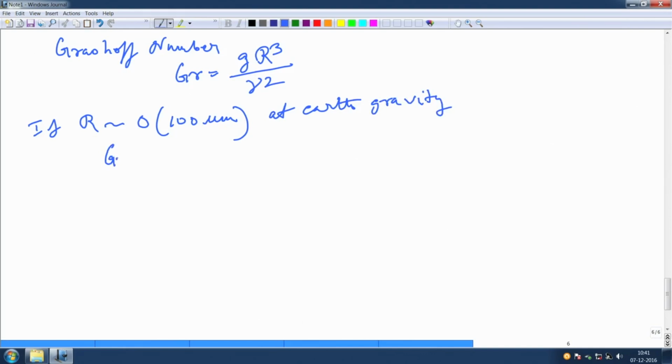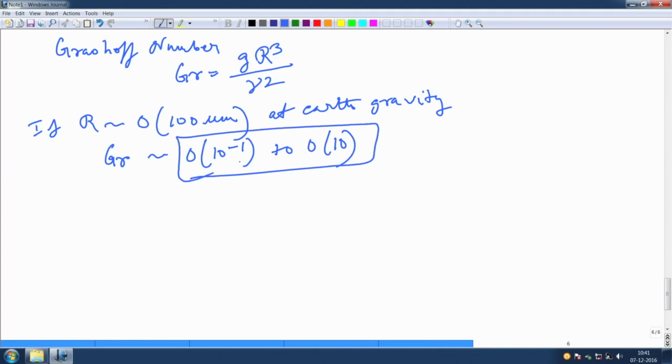The Grashof number varies from 10 to the power of minus 1 to 10 to the 10. That is the extent of variation of Grashof number, right. So, this is usually negligible. For a 100 micron droplet we can see the Grashof number is like 0.1 or 1 to about 10, right. So, 1 to about 10 is usually negligible for most of the cases, not very significant.